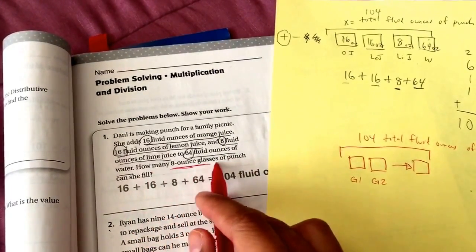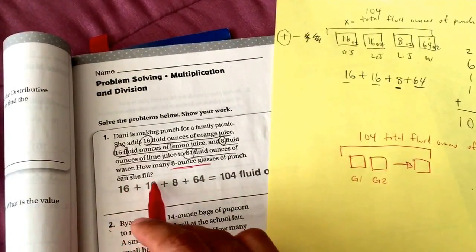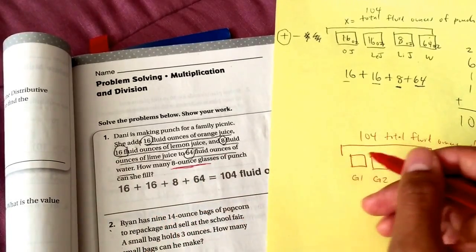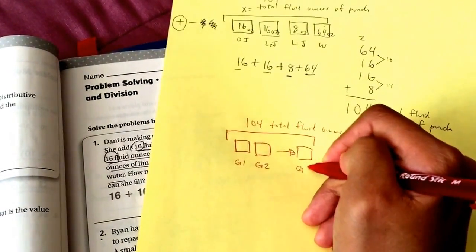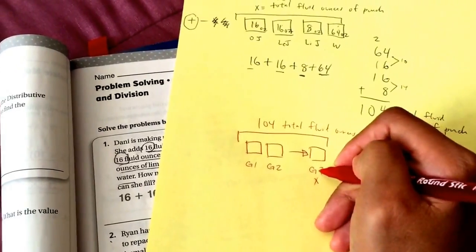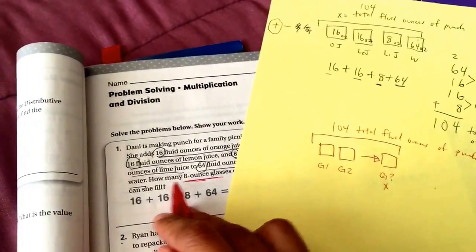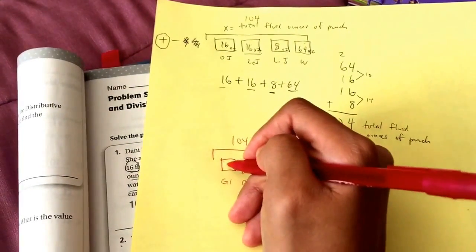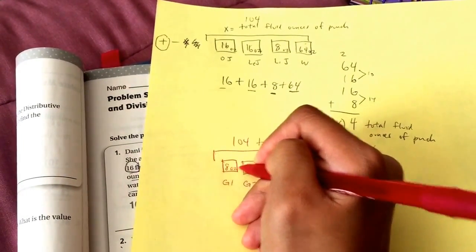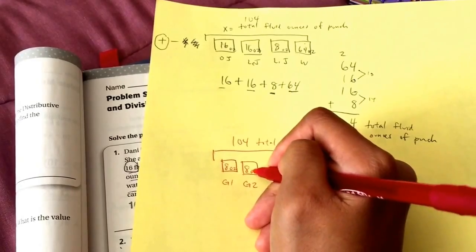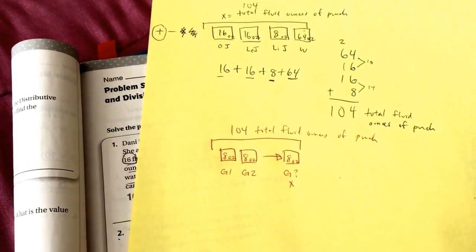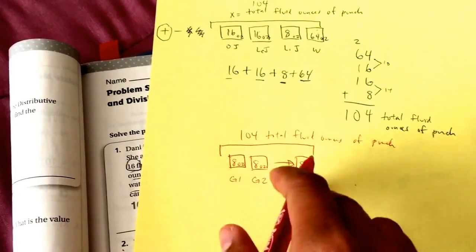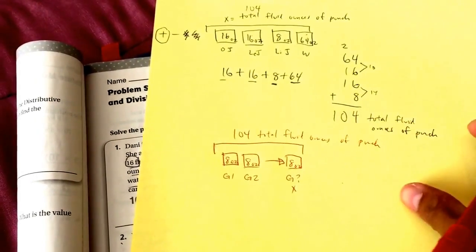How many 8-ounce glasses or cups can she fill? That 8 is referring to how much is inside each glass, and you don't know how many glasses there are. So this is your question mark. You don't know. That's what you're trying to find out. They said how many 8-ounce glasses of punch can she fill? She's saying that each glass is going to have 8 ounces. So 8 ounces each time. How many glasses can she have?